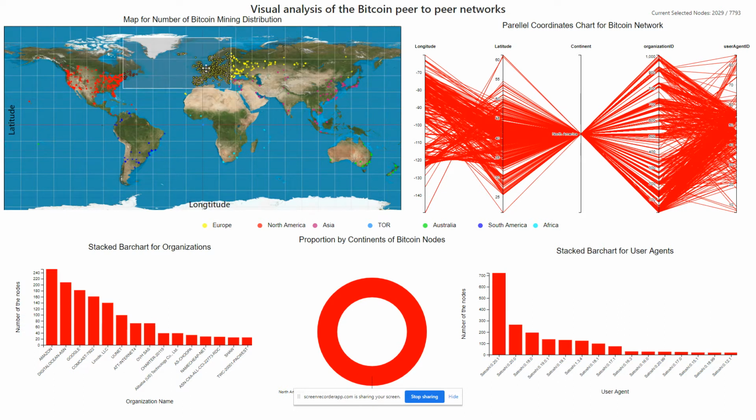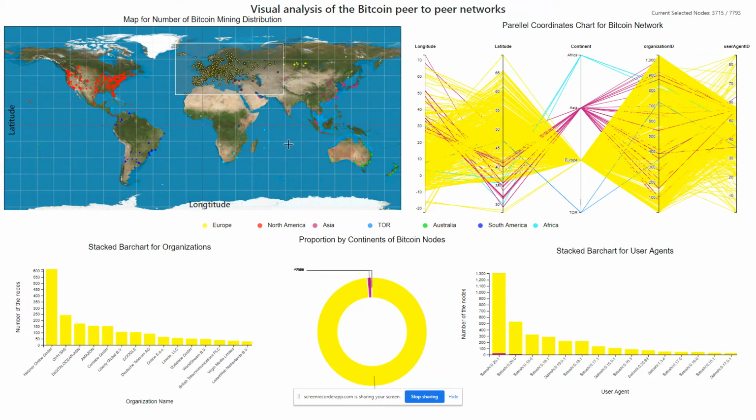And if we shift our window to the Europe side, we can see that the largest corporation is now Hetzner Online. It's not Amazon anymore. And people are also running the latest version, and surprisingly, Europe accounts for more nodes. Look, there's almost 3,000 nodes over here.